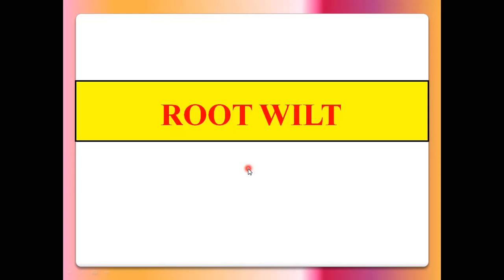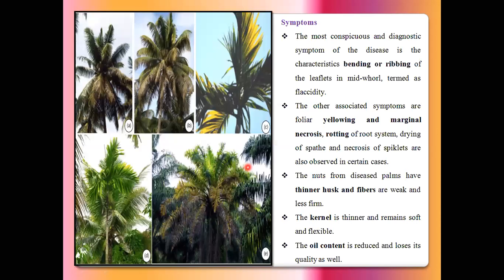Okay, then the second most important disease is root wilt disease seen in coconut, caused by Phytophthora. This is the most important disease seen in Kerala, so that's why this disease is also known as Kerala wilt. This is a non-lethal disease, but a most damaging disease seen in coconuts.